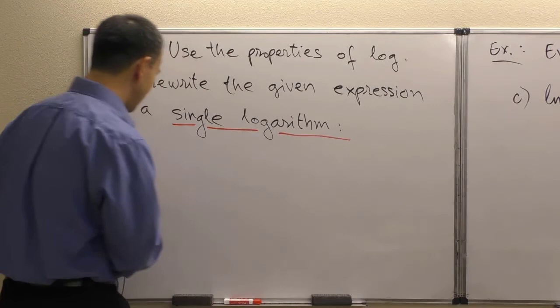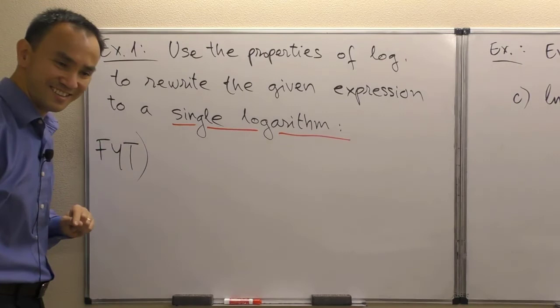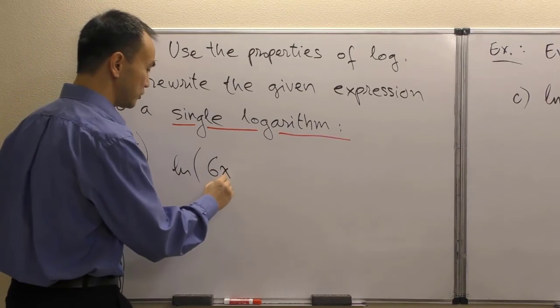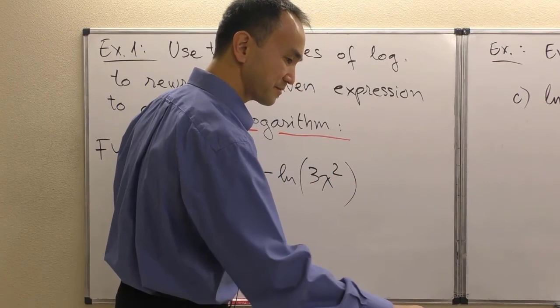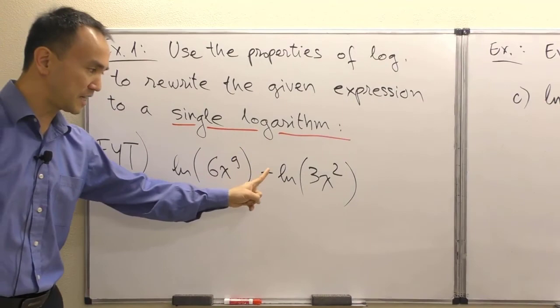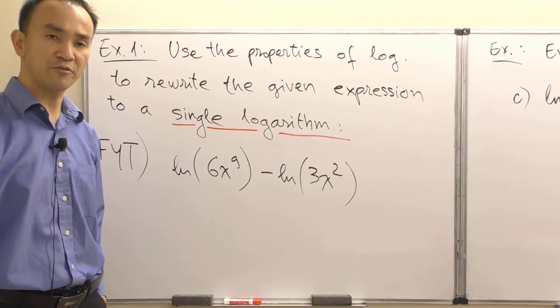All right, so the problem for the FYT is as follows. For your own trying: natural log of 6x to the 9th minus natural log of 3x squared. Natural log of 6x to the 9th minus natural log of 3x squared. All right. So go ahead and pause the video and have your own time spent on the problem.